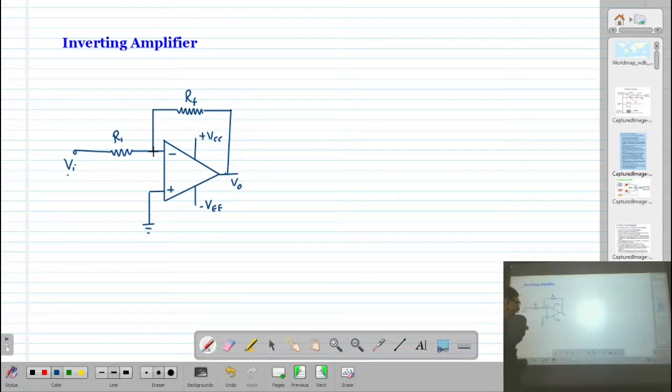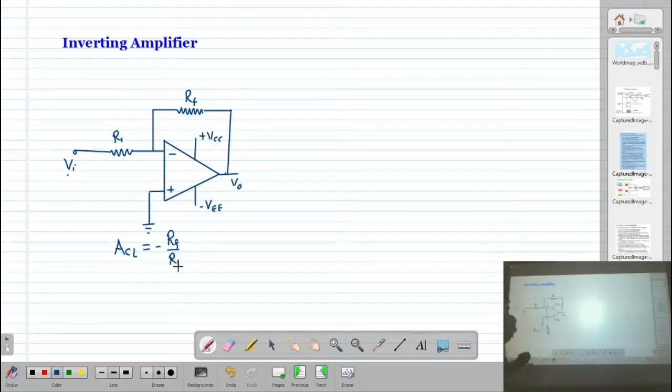We have derived the expression for the voltage gain of this amplifier, that is, the closed loop gain. For an inverting amplifier, the closed loop gain is given as ACL equal to minus RF by R1. So by changing the value of resistance RF and R1, you can change the gain of the amplifier. The input resistance of this amplifier is R1.